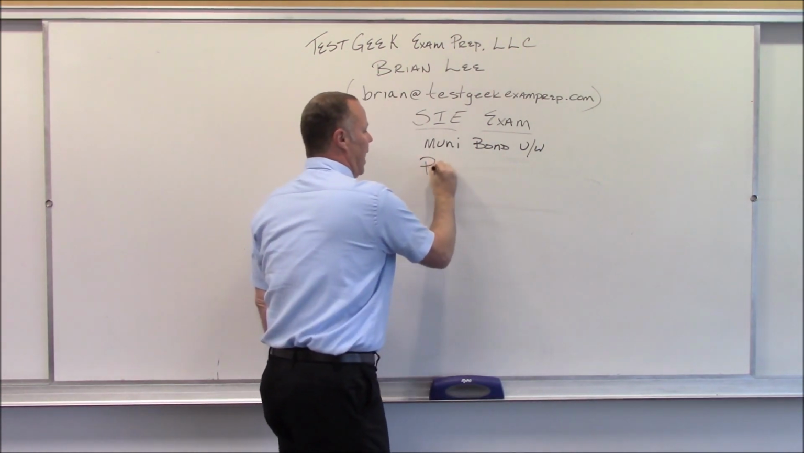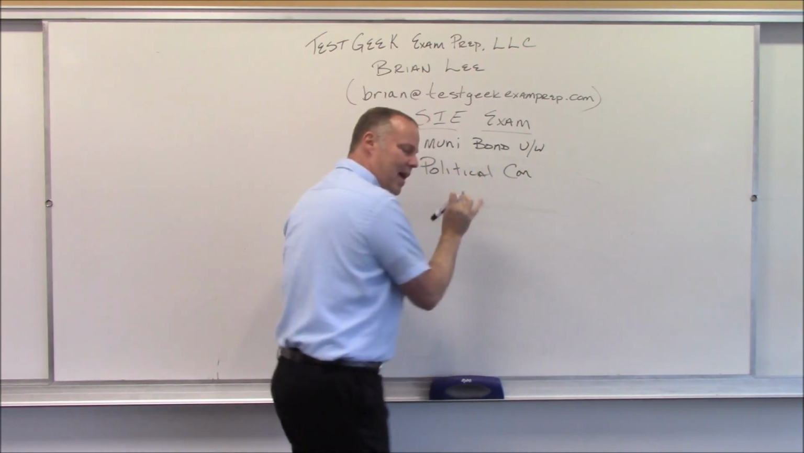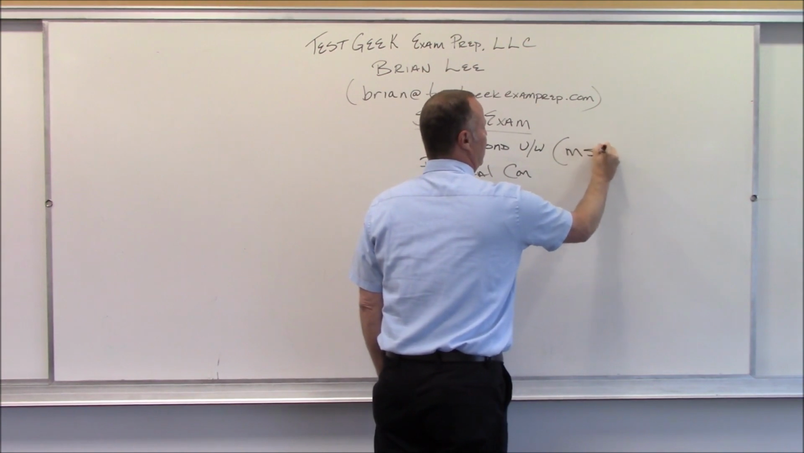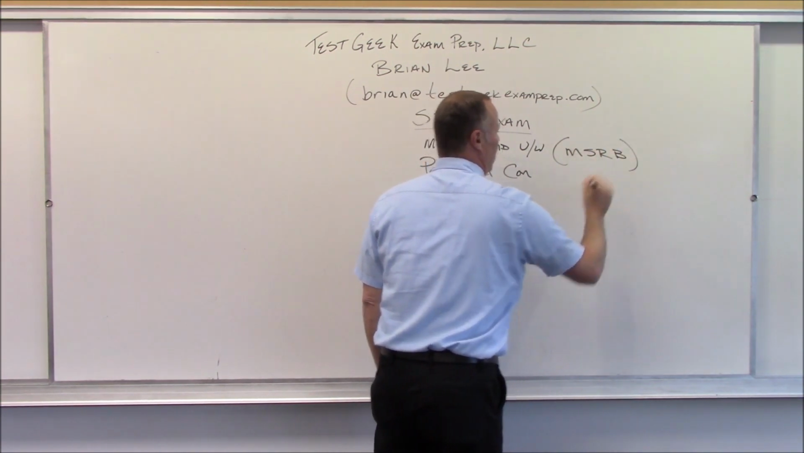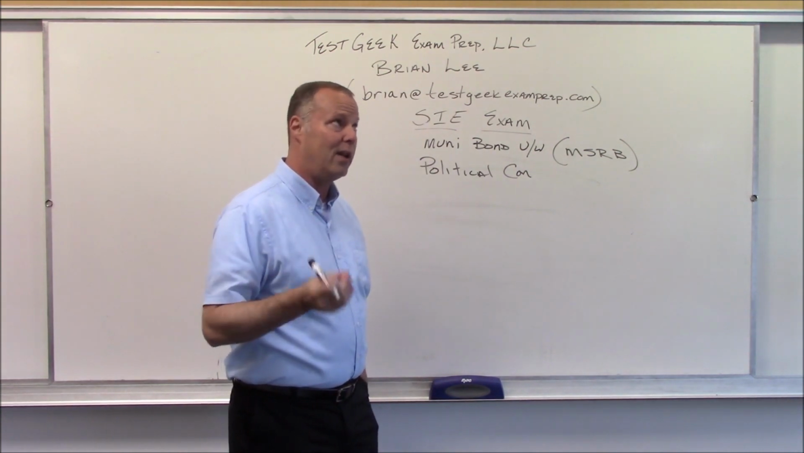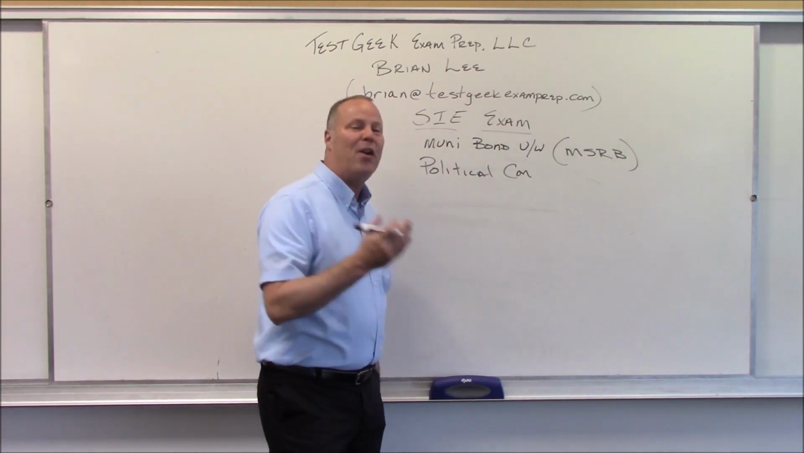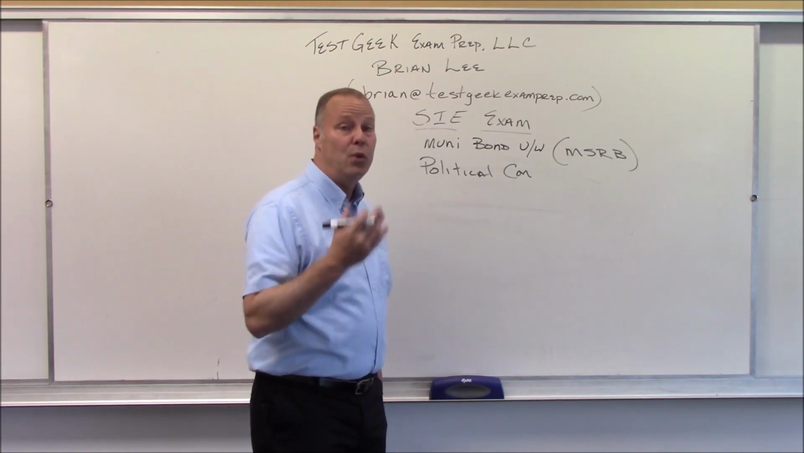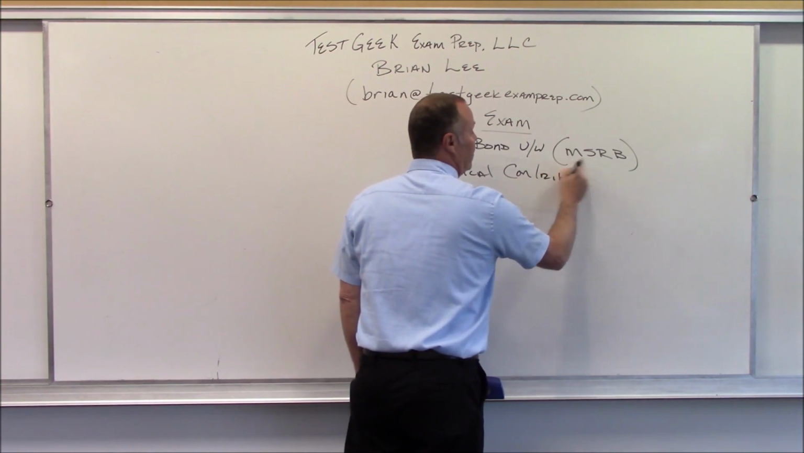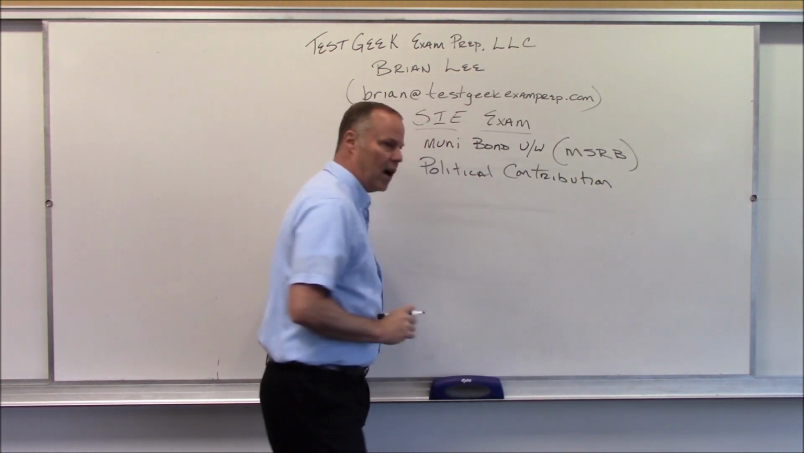And there is an MSRB rule, Municipal Securities Rulemaking Board. They are the SRO, Self-Regulatory Organization. You got enough of these acronyms yet? They are the SRO for municipal bonds. Okay? So there is an MSRB rule pertaining to political contributions.